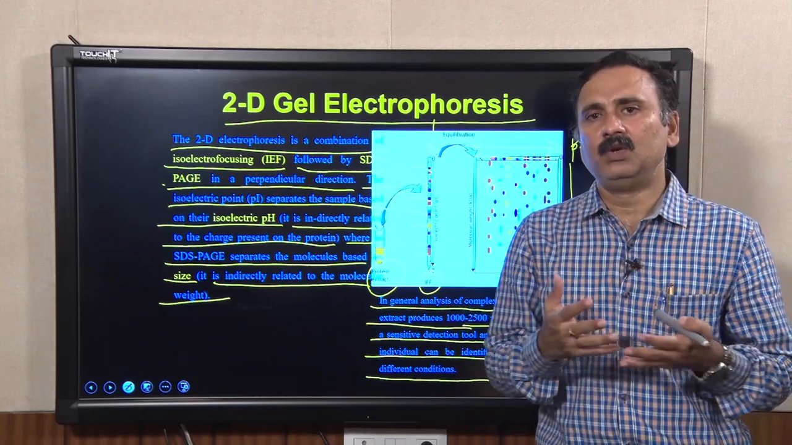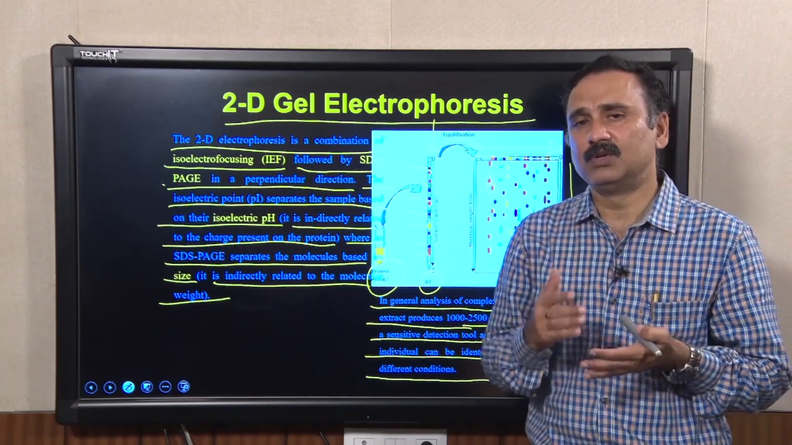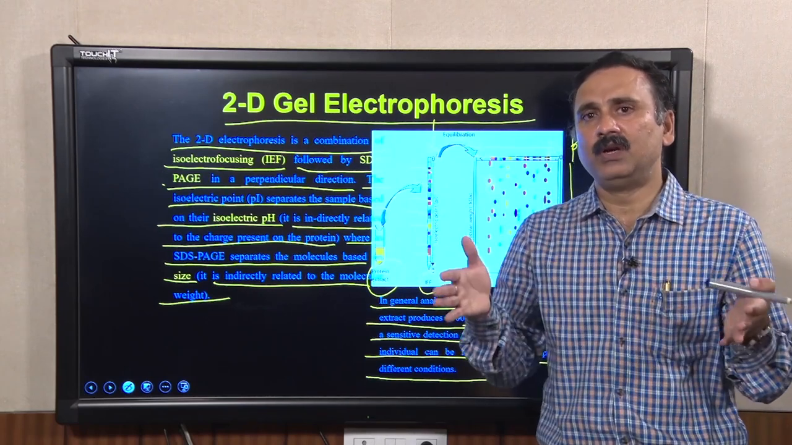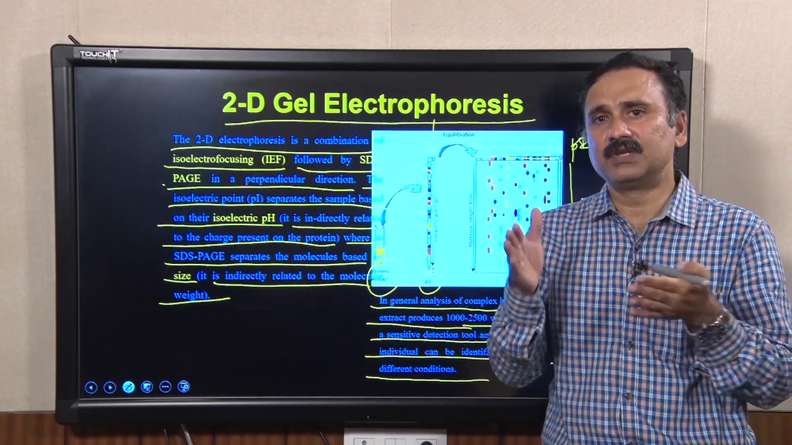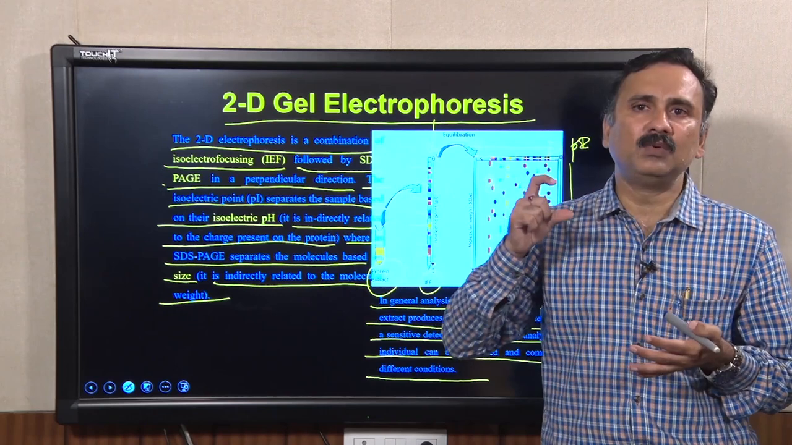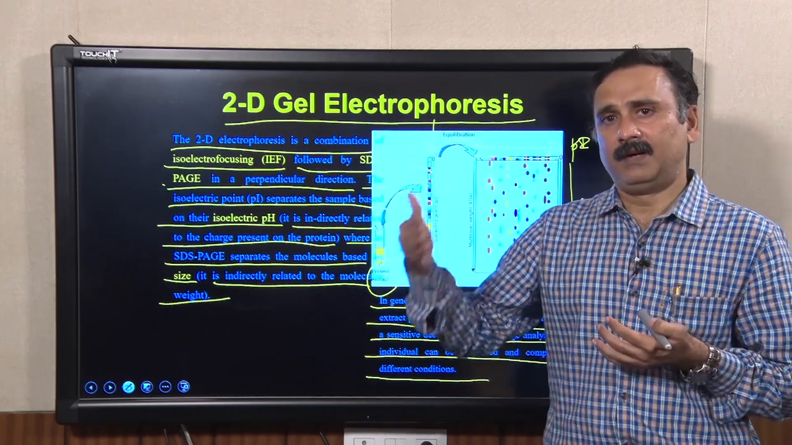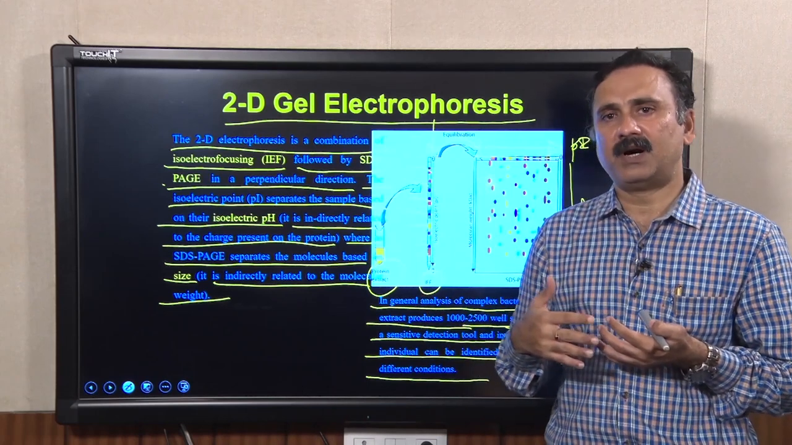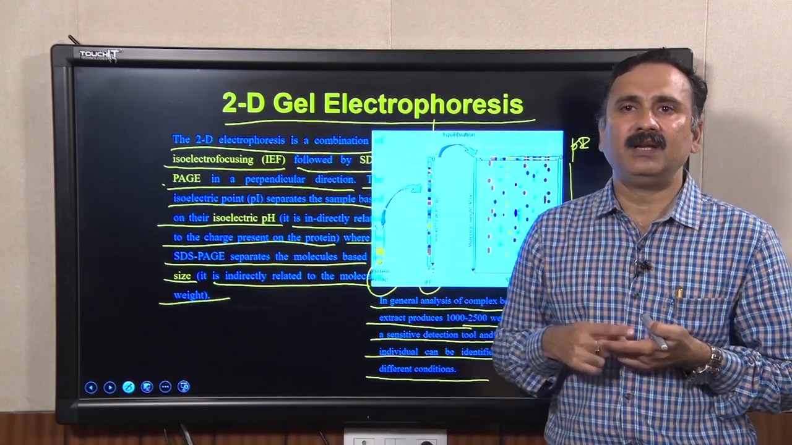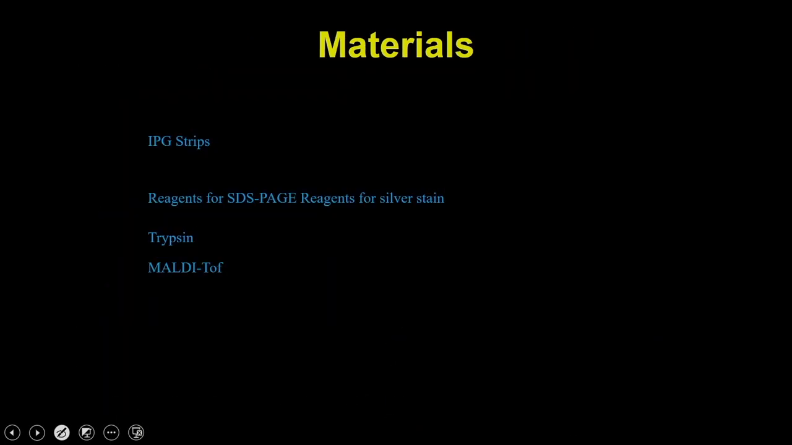And in general, you are going to produce 1000 to 2500 spots only, and that gives you enough separation to see each and every spot. Once you have these spots, you can extract the protein from those spots and identify the proteins. How to perform two-dimensional electrophoresis?